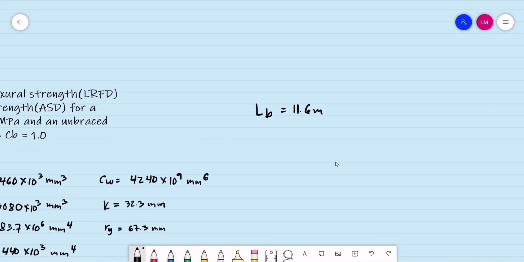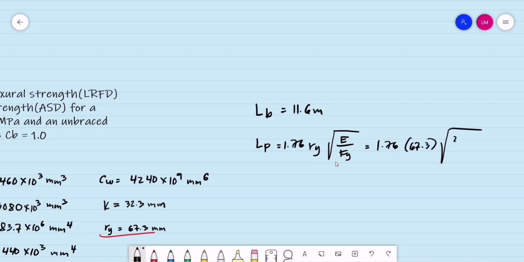Okay, so let us compute the value of L sub P equal to 1.76 times the radius of gyration with respect to the y-axis, then multiplied by the square root of the modulus of elasticity divided by Fy. The value of our Ry is 67.3, multiplied by the square root of 200,000 divided by 345 megapascals. So this is L sub P in terms of millimeters.